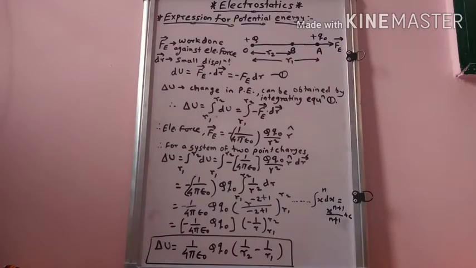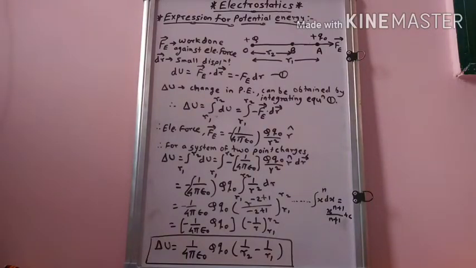At the last lecture, we saw that the work done against the electrostatic force is equal to the increase in potential energy of a system. That means dU is denoted by the potential energy and the work done against the electrostatic force is denoted by dW, and dW is equal to force into displacement. Then in this point we determine the expression for the potential energy.